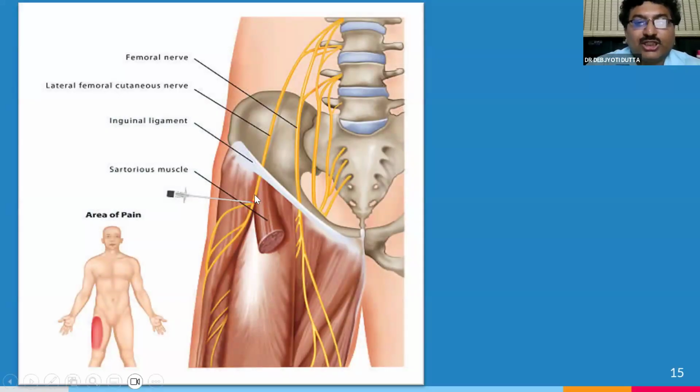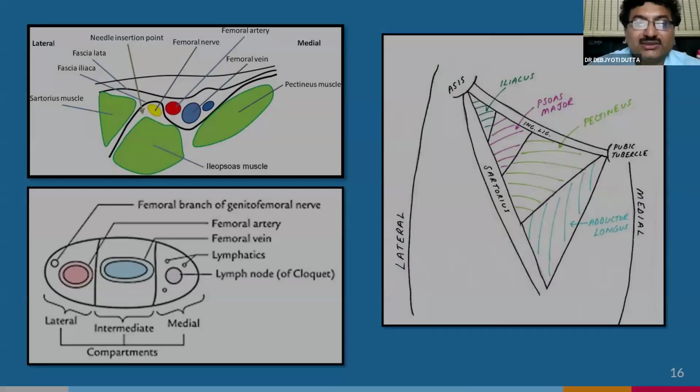The lateral femoral cutaneous nerve, as I told, goes below the inguinal ligament. Then it remains between the sartorius and the tensor fascia lata, and this is the area where entrapment is common. If you want to do dextrose-mediated hydrodissection, you can target the LFCN at this area.